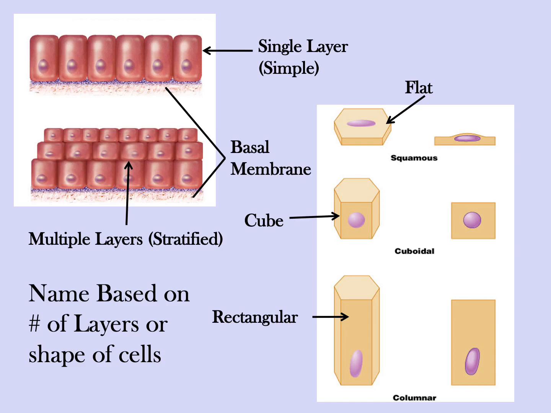Then we have the cube shape, or the cuboidal. The cuboidal we'll see with cells that are going to be involved with absorbing large amounts of material or excreting some materials. And then we get the columnar, or the rectangular shaped. And just like the cuboidal, they're going to be involved with the secretions and absorptions of materials. And so we'll see these cuboidals and these columnars within and around lumens, where we're going to be absorbing things like within the intestines, or excreting things like what we see within the nephrons.